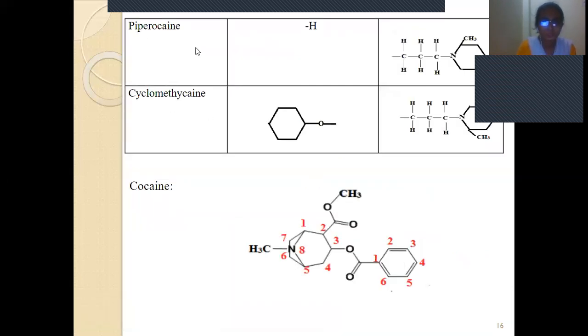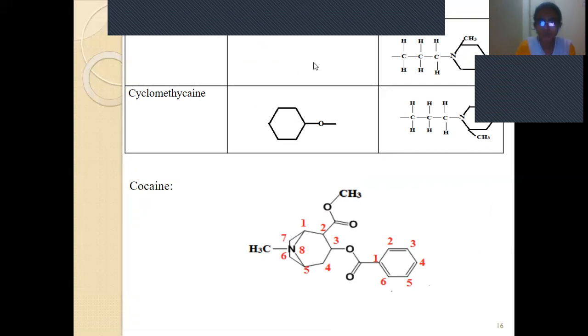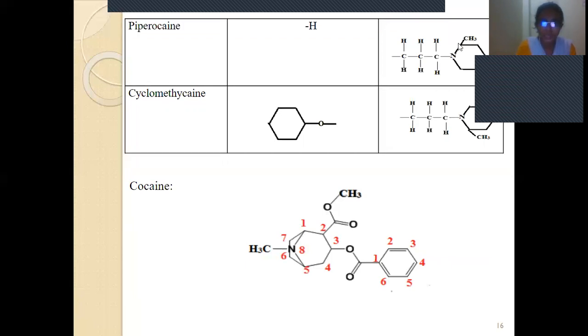Next, piperocaine. In R1 position, hydrogen. In R2 position, this is the piperidine structure. A 6-membered ring with 1 nitrogen means piperidine, and here one methyl group is there, and 1, 2, 3 carbon atoms means propane. So in R1 position hydrogen, and R2 position piperidine with methyl and propane structure is attached.